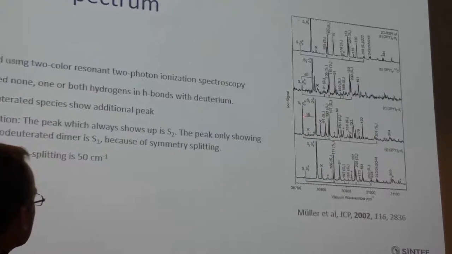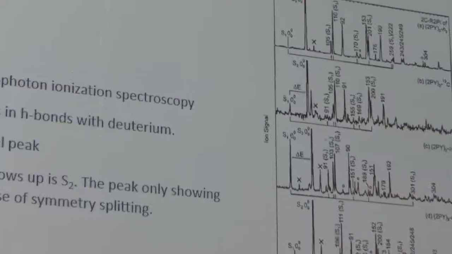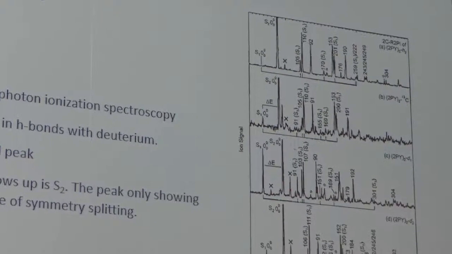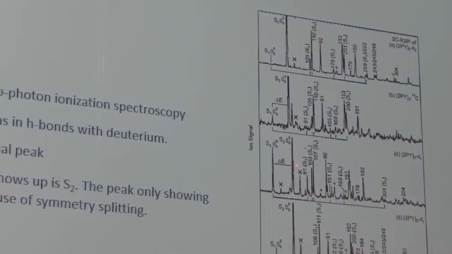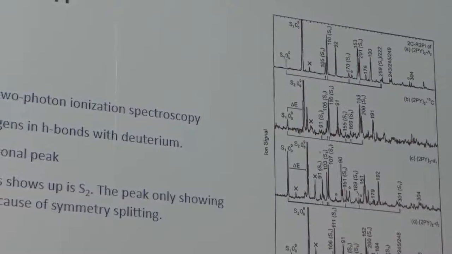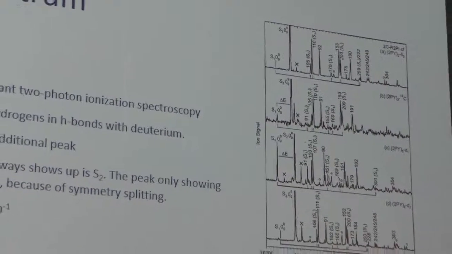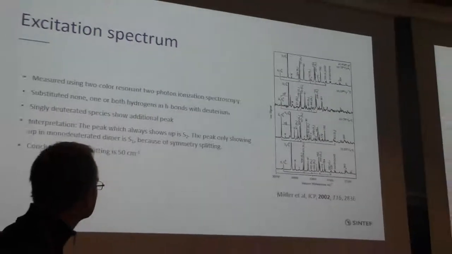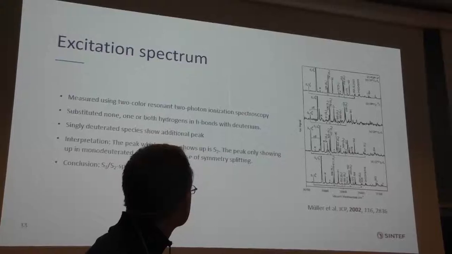And then they simply said, okay, this peak is obviously the S2, since it shows up also in the case where the molecule is undeuterated. And they simply measured the distance between these two peaks to be about 50 inverse centimeters, and said, okay, this is twice this interaction term, so this is the splitting between the S1 and S2.